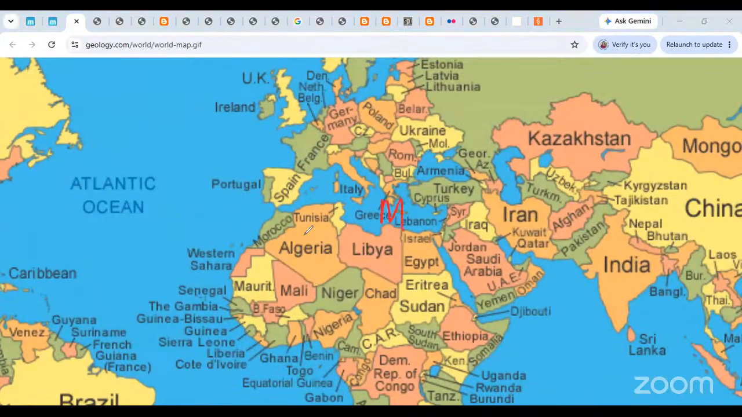This is the Mediterranean Sea. This is the Black Sea. You're trying to connect these two. Okay, so we will try to see how this goes.